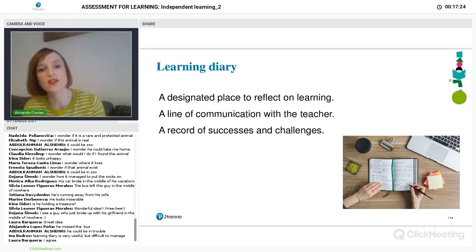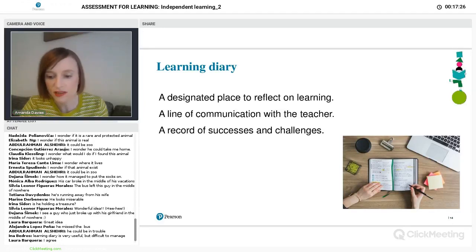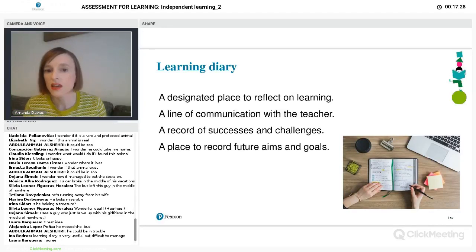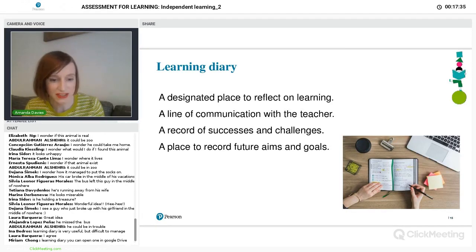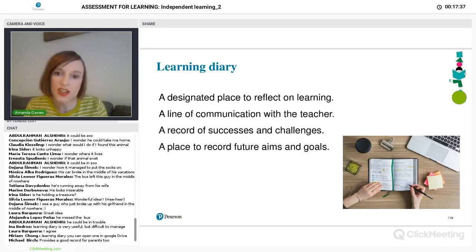Learning diaries are great. They're a place where students can record their successes and challenges, which is great. And they can also record their future aims and goals. So that's what we want to put in a learning diary. So how do we do it? I will share what I do. I don't have much time to dedicate to learning diaries. So I do it maybe once a month.